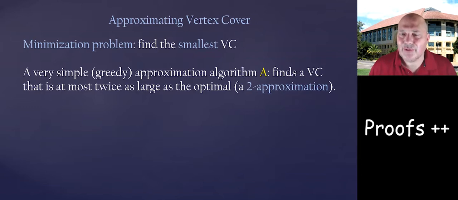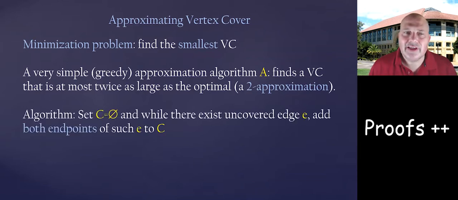And let's see this algorithm. It's so simple. You start with an empty vertex cover, or an empty set that eventually will become the vertex cover. And since it's not a vertex cover, there is some edge that you didn't cover. And what we do is take both of its endpoints and add them to C.